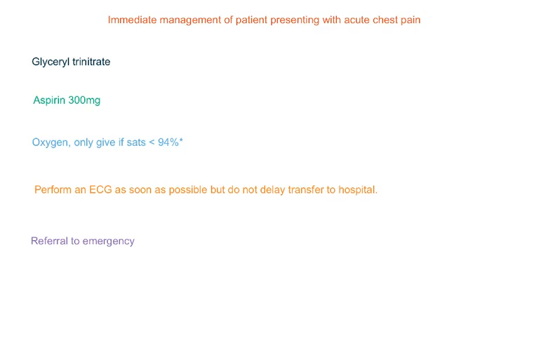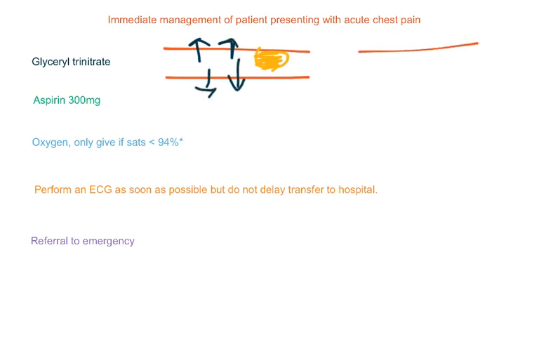Its mechanism of action is that it is basically a vasodilator. Here is the constricted vessel because there is a plaque that has been broken and it's blocking the vessel. So glyceryl trinitrate will try to dilate this vessel. So the dilated vessel will then help to decrease the symptoms, the chest pain.